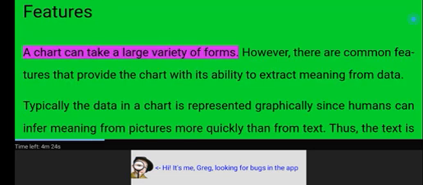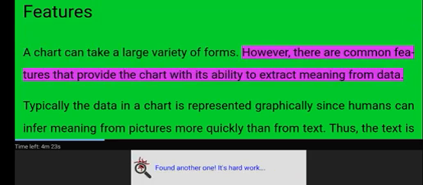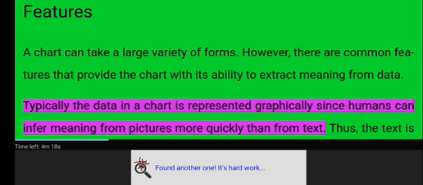Features. A chart can take a large variety of forms. However, there are common features that provide the chart with its ability to extract meaning from data. Typically, the data in a chart is represented graphically since humans can infer meaning from pictures more quickly than from text.